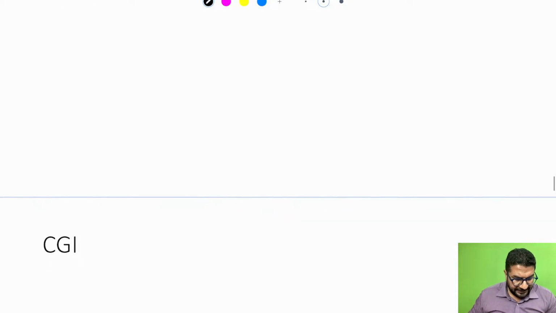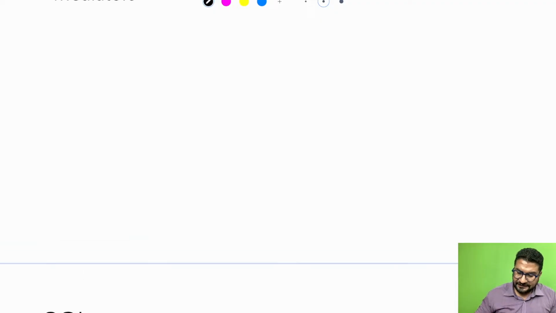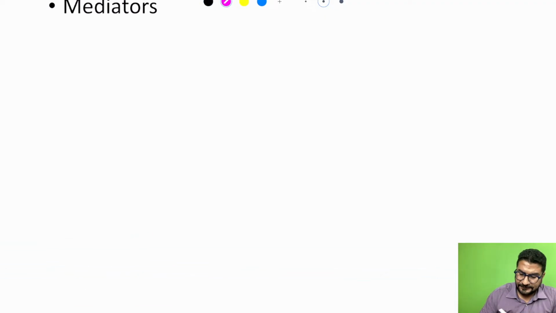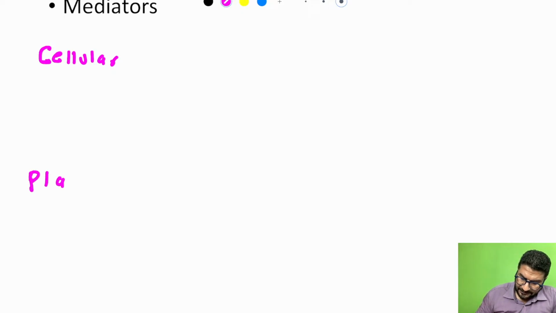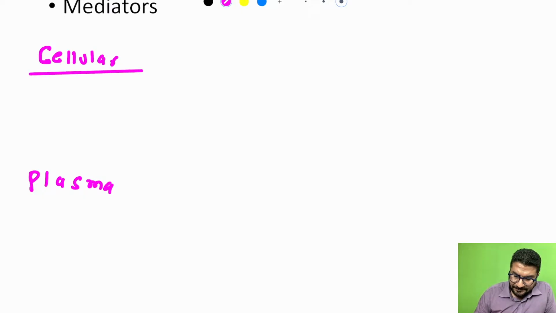Okay, then we have different mediators. There are many mediators. In cells we have different types of mediators, these mediators can be in the cells, so we call them cellular mediators. Or sometimes these mediators are in the plasma. Am I clear? So understand this thing. This mediator can be in the cells or in the plasma. Now, which ones are in the cells? Anyone? What are the mediators in the plasma and the cells?